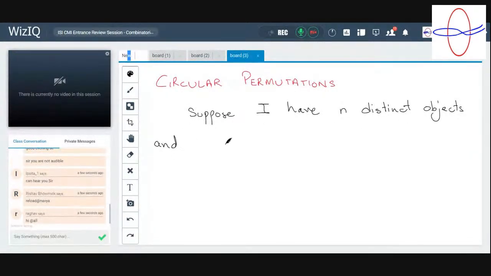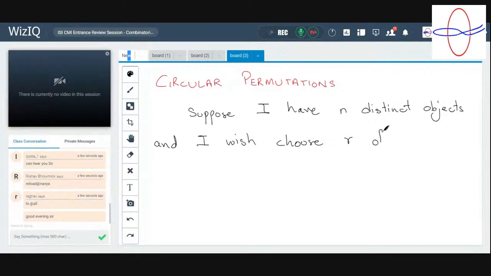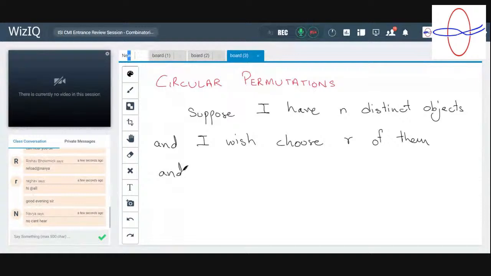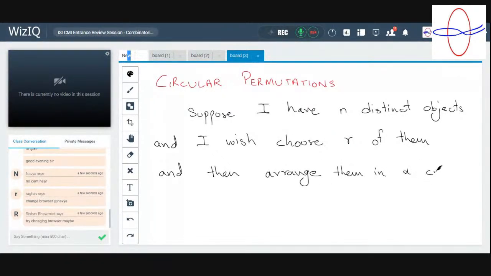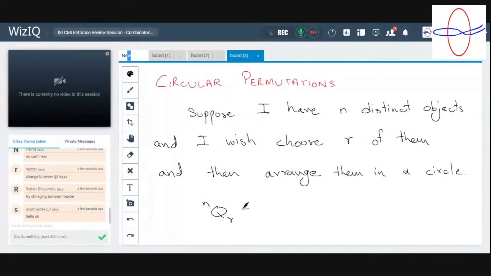So suppose I have n distinct objects, and I wish to choose first r of them and then arrange them in a circle. Fine. So the number of ways to achieve this is denoted by q, and this is equal to nPr over r.